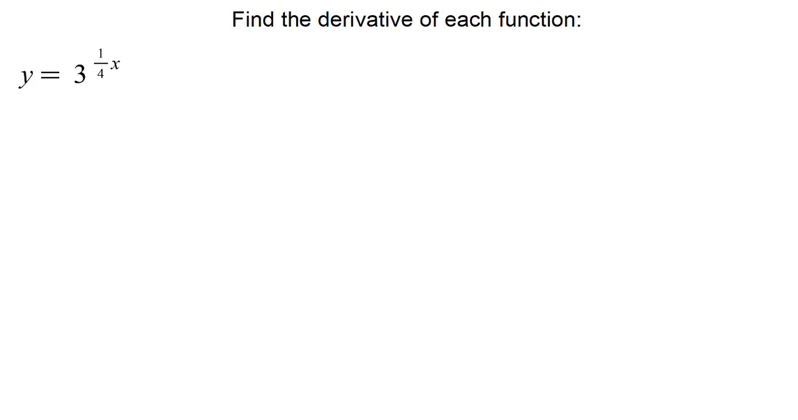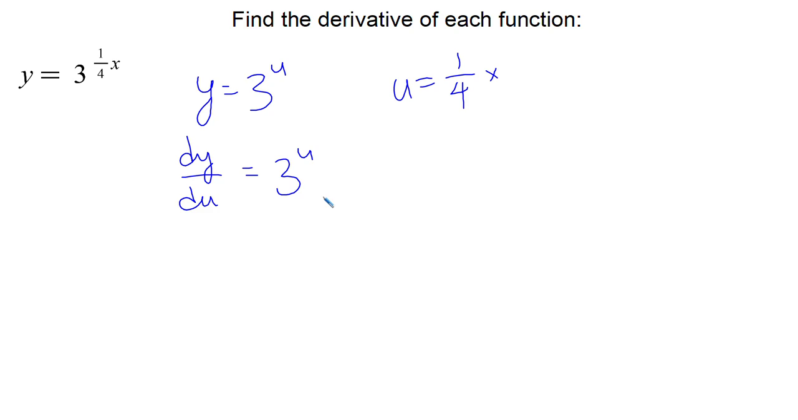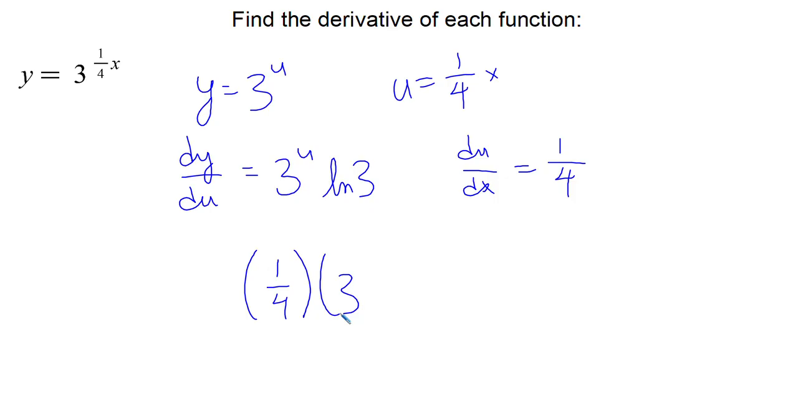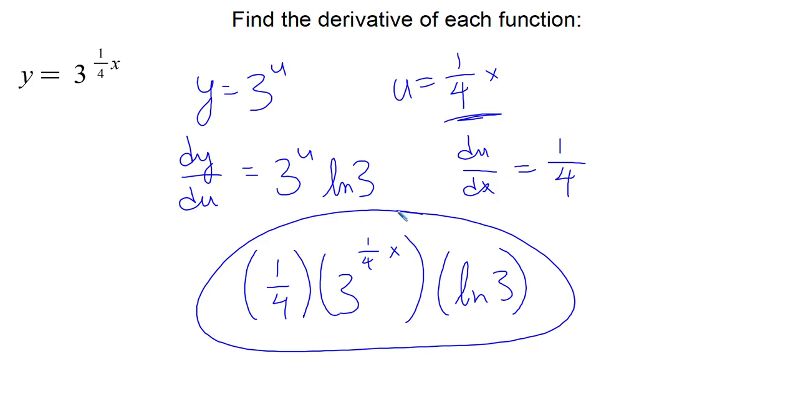Same idea here. This is y equals 3 to the u, where u is equal to 1/4 x. Well, dy du is just going to be 3 to the u times the natural log of 3. And du dx is just going to be 1/4. So when we multiply this together, we've got 1/4 times 3 to the u, where u is 1/4 x, and then times the natural log of 3. And that should be dy dx.